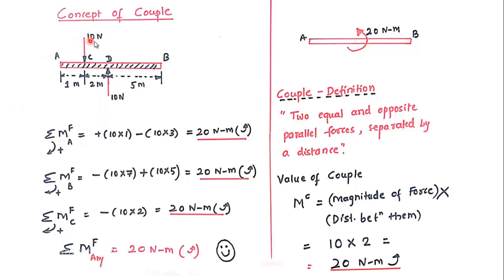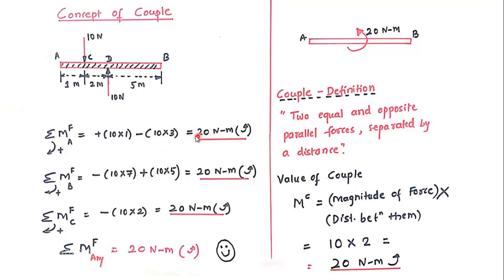Now this 10 Newton force will create moment with respect to point A in the clockwise direction, therefore plus will come. So how much is the value of moment? 10 into 1. Then this 10 Newton force which is in the upward direction will create a negative moment. It is counterclockwise. See, it is going like this, and the perpendicular distance for this force from the point where we have to take the moment is 1 plus 2, that is 3. So it is 10 into 3. Now if we evaluate this, it is minus 20 Newton meter.